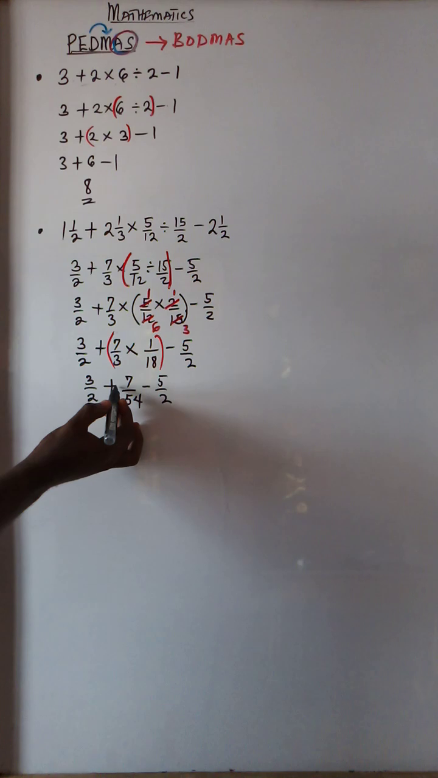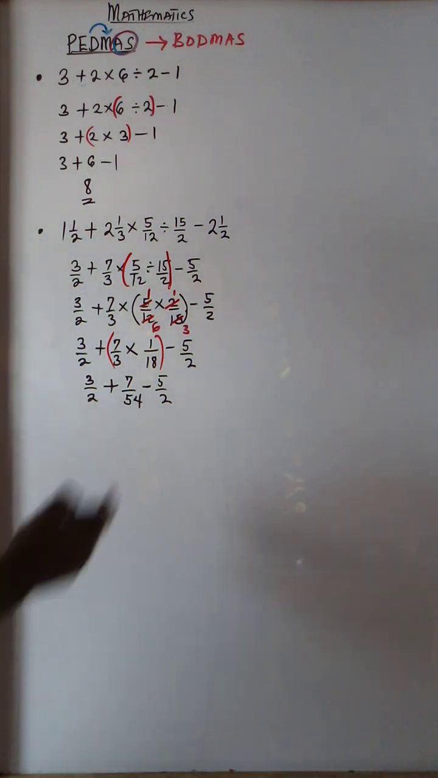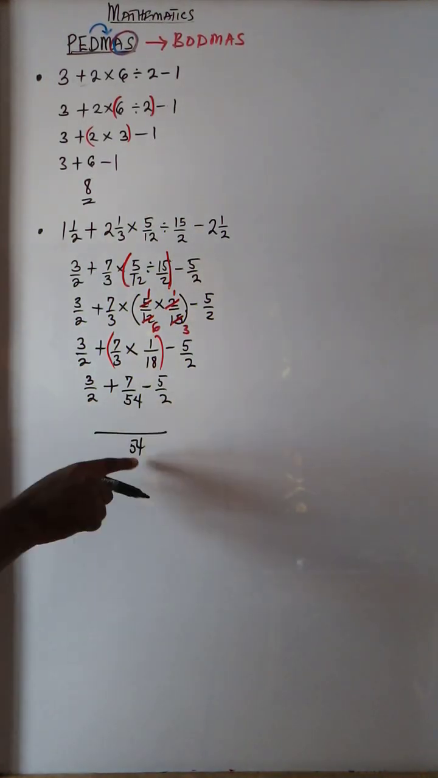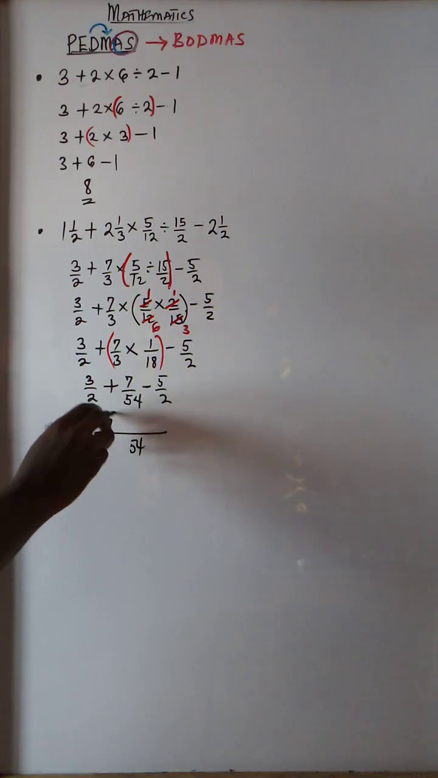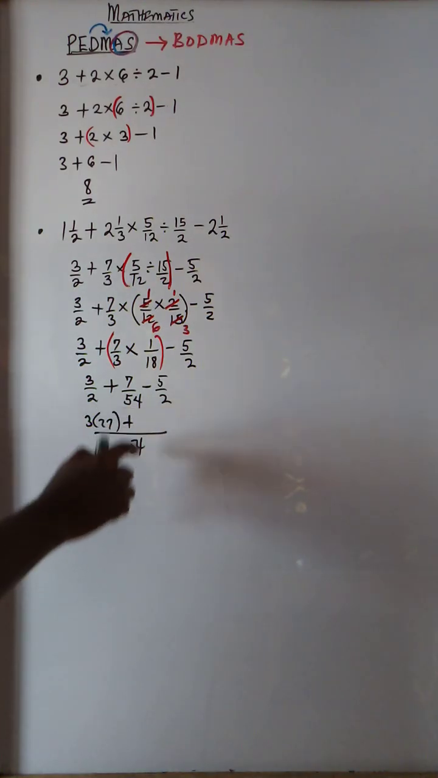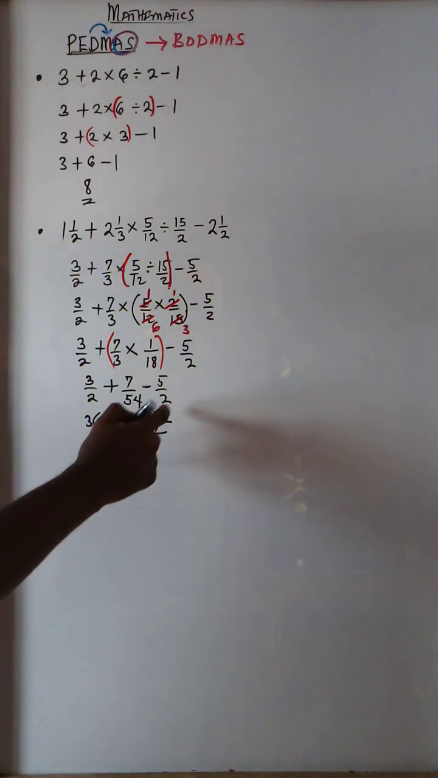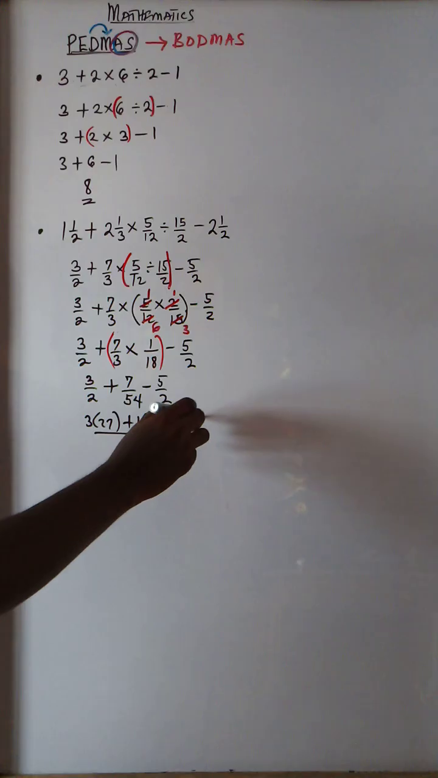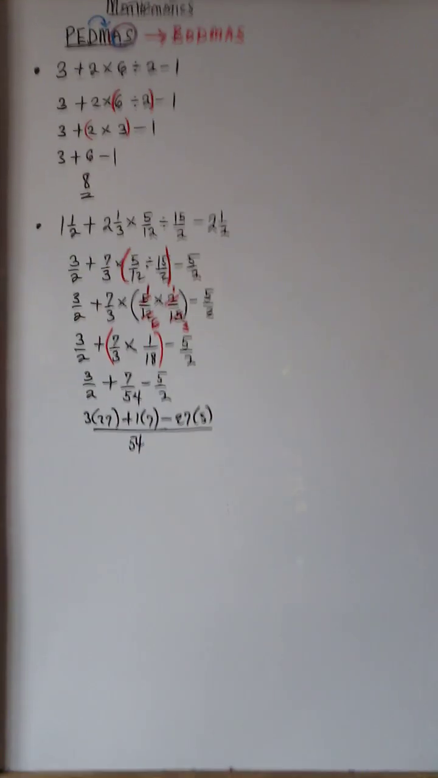What next? No more multiplication and division, so we can just add. In this case, the LCM is going to be 54 because 2 can divide 54. So we have 54 here. So 2 in 54 is 27, and that will multiply 3. That's 3 multiply 27. Then we have plus. 54 in 54 is 1. Then 1 multiply 7. Then we have minus. 2 in 54 is 27 times 5. 27 times 5. From here, we can expand.